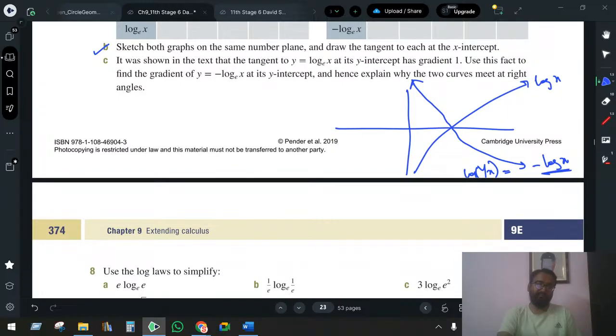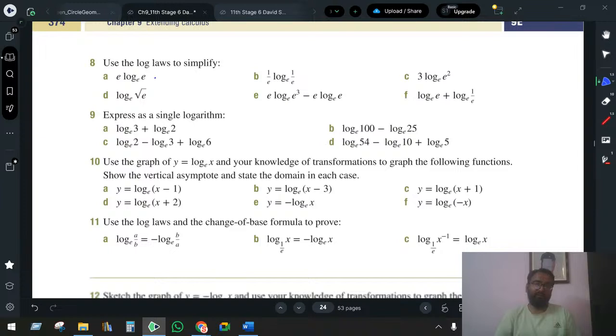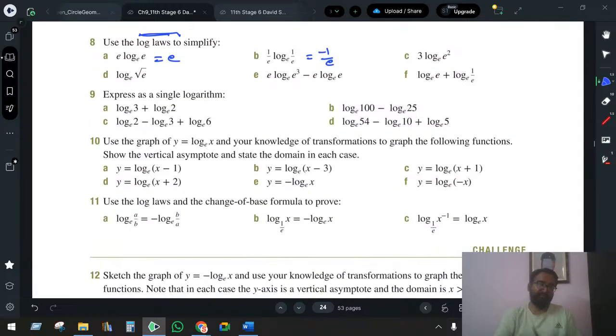And next, use the log values to simplify. It is e, and this is minus 1 by e, simply using the log properties. And what is this? Log 3 base e plus log 2 base e is log 6 base e. And minus means it is log 100 by 25 base e, which is equal to log 4 base e. Simply you can do. This is DIY.